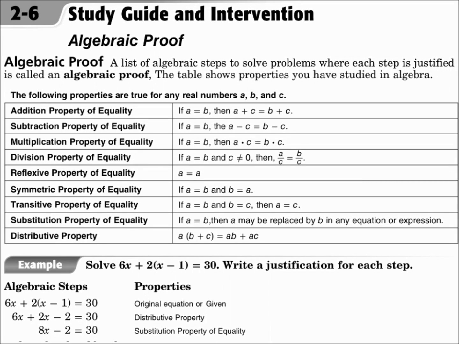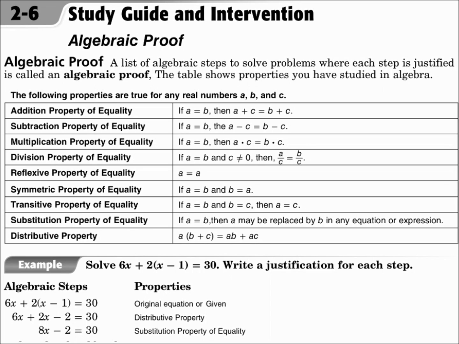This is lesson 2.6, Algebraic Proof. Your objectives are to use algebra to write two-column proofs and to use properties of equality to write geometric proofs. A list of algebraic steps to solve problems where each step is justified is called an algebraic proof. The table shows properties you have studied in algebra.